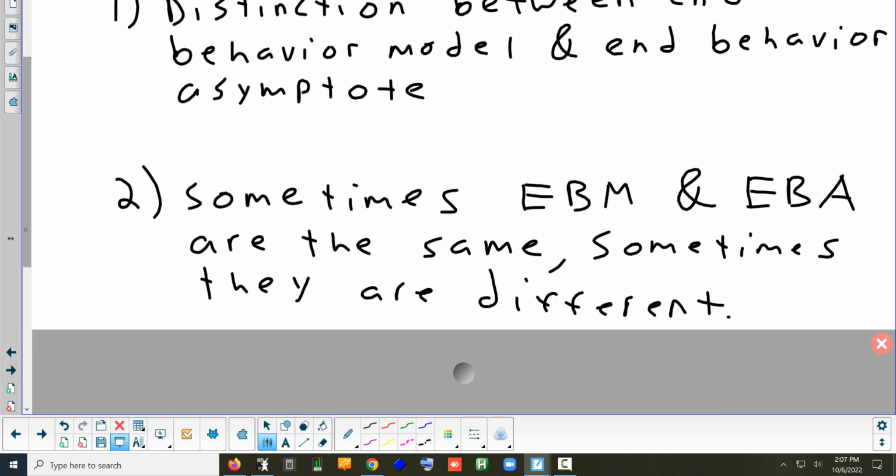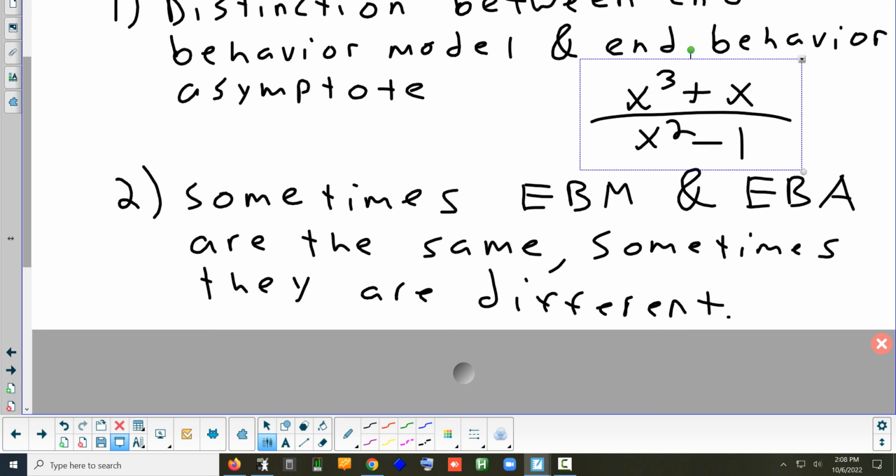When you're looking at a problem, sometimes the EBM and the EBA come out the same. Sometimes they don't. It depends on the problem. But in general, we're going to be finding EBAs when you have problems like this, when the degree in the top is larger than what's in the bottom. That's generally when this applies. EBM is when the number in the bottom is bigger. And that's what we did yesterday.